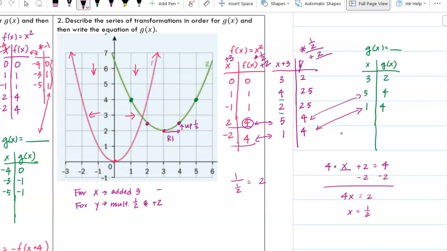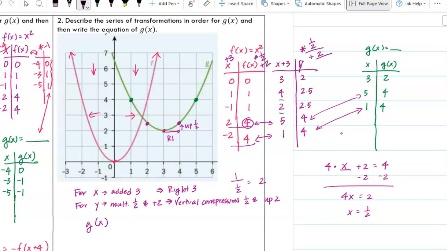Okay, now if I describe this, that's a horizontal shift. If I write 3, and that is going to be a vertical. It's multiplied by 1/2. So a vertical compression by scale factor of 1/2, and it's going to move up 2. Okay, and then we need to write a function for it.